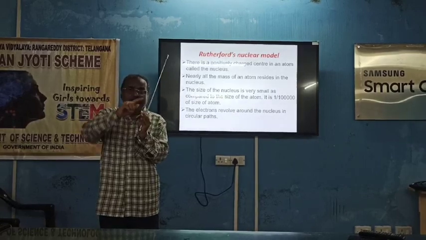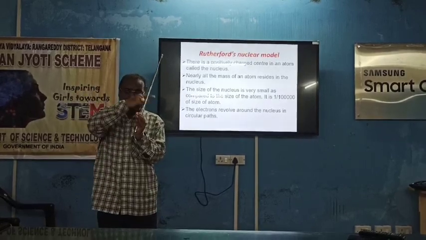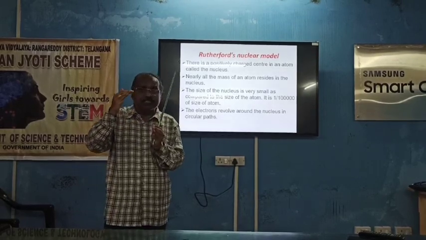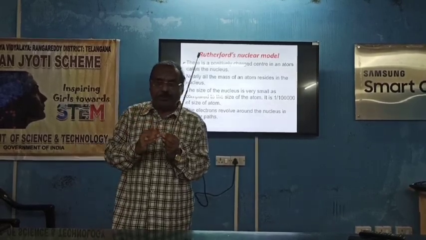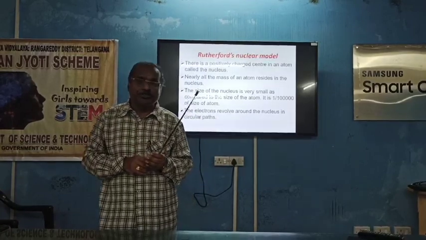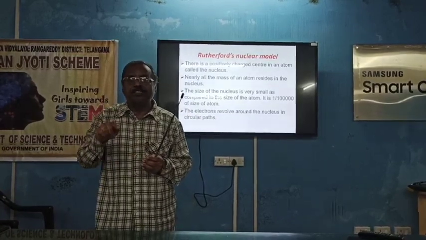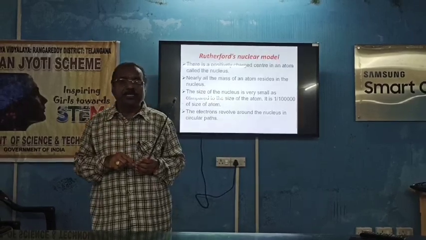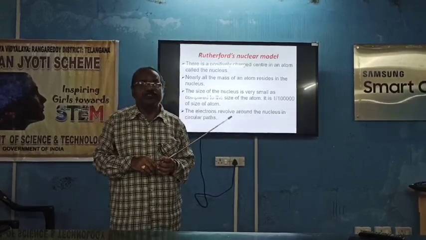From this spot, 10 to the power 5 meters range you can consider. That is a totally empty place. In that empty place, electrons are present. That is proposed by Rutherford. Moreover, those electrons are revolving around the nucleus, like the planets revolving around the sun.